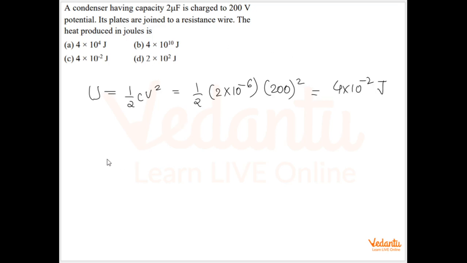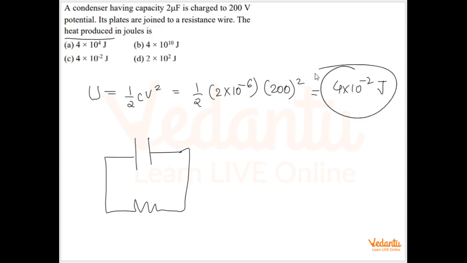Now when beta this capacitor is connected to a resistance wire, the heat produced will be same as the original energy stored in the capacitor. So answer here will be option C, that is 4 into 10 power minus 2 joules.